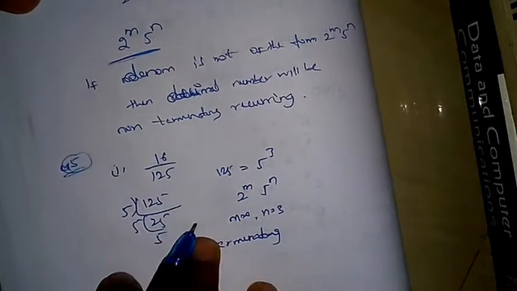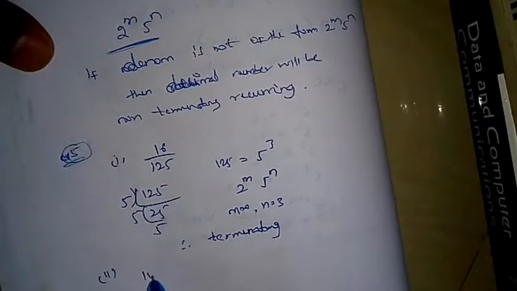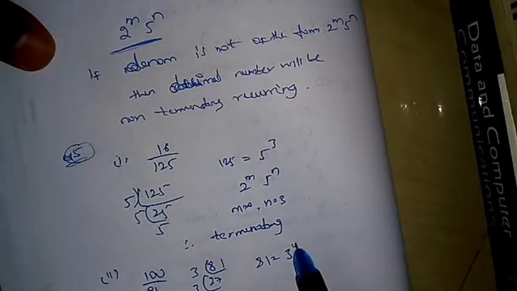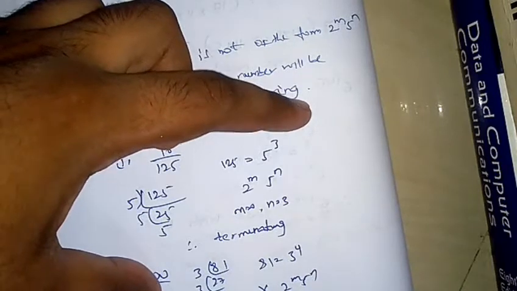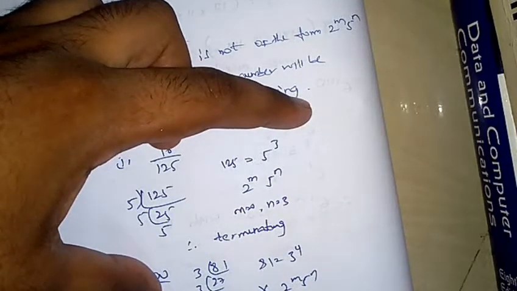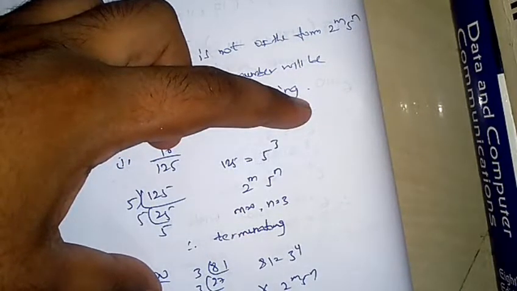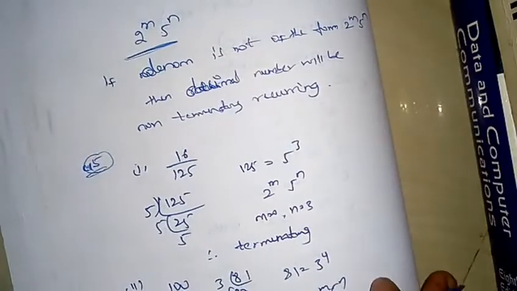Second one, 100 by 81. Let's do prime factorization for 81. 81 is equal to 3 power 4. This is not of the form 2 power n into 5 power m. So this is non-terminating recurring. Non-terminating recurring.